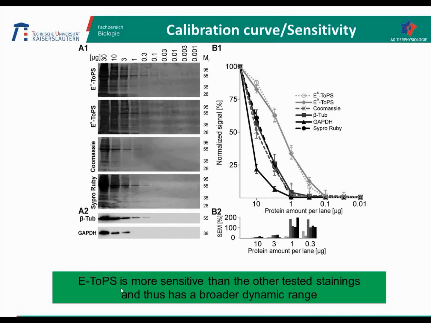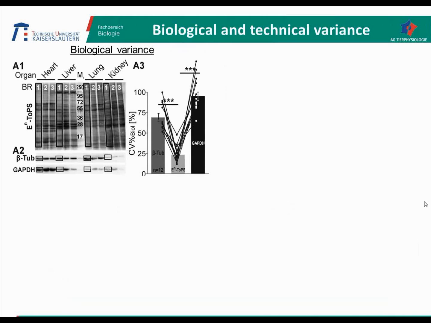The bottom line or take-home message of this slide was that the epicaquinone-based staining is more sensitive than the other tested staining variants, and thus has a broader dynamic range. In the next experiment, we addressed the biological and technical variation. What do we mean here with biological variance?